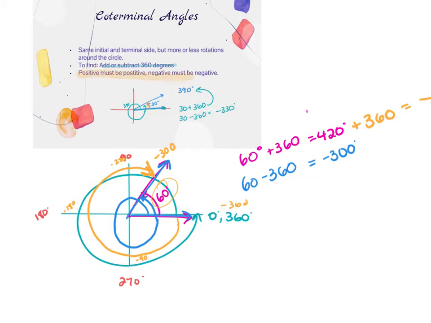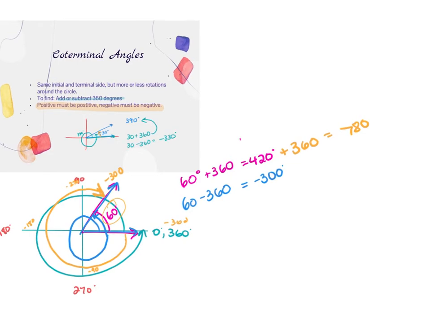So what's important is this too. A positive coterminal must be positive and a negative coterminal must be negative. So let's say that I ask you to find the coterminal to 420 and I say give me a negative coterminal angle. Normally to find negative we subtract. If I subtract 360 from this, I get 60. Is that negative? No. I'd have to do it again. So if it says negative, you go until it's negative. If it says positive, you go until it's positive.